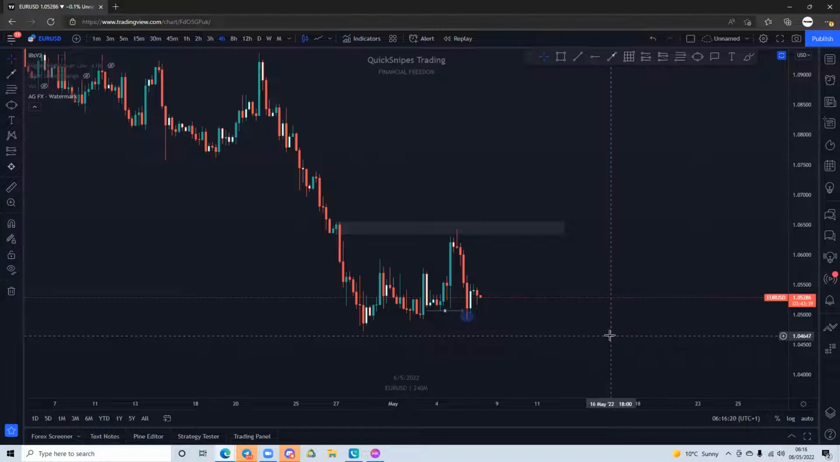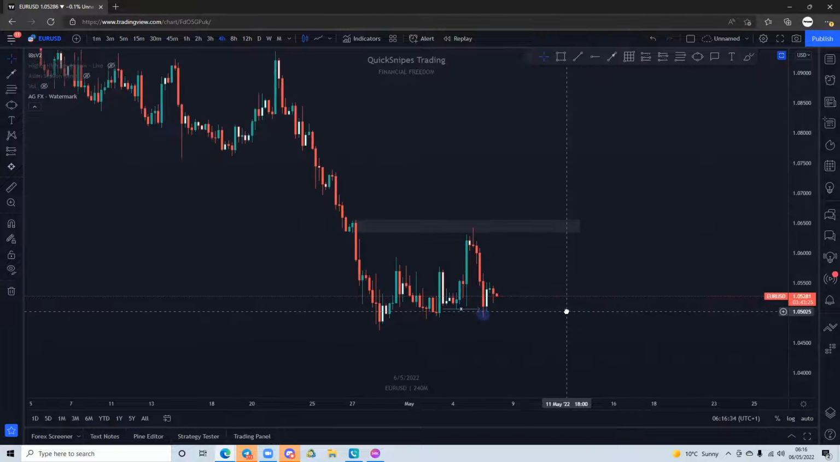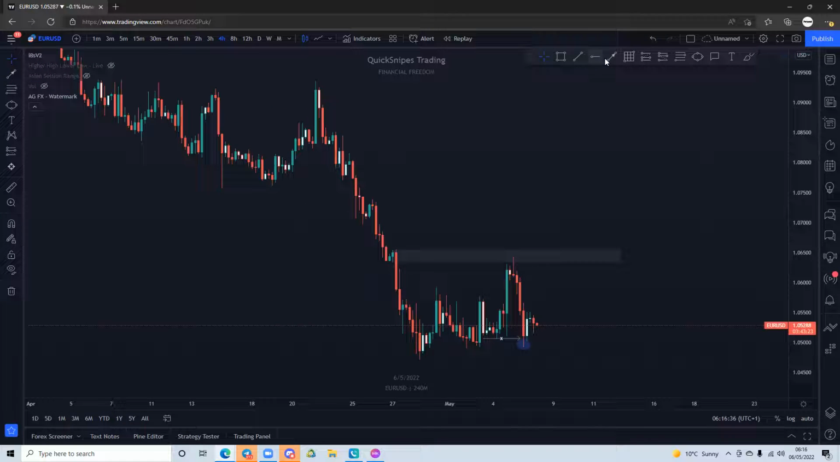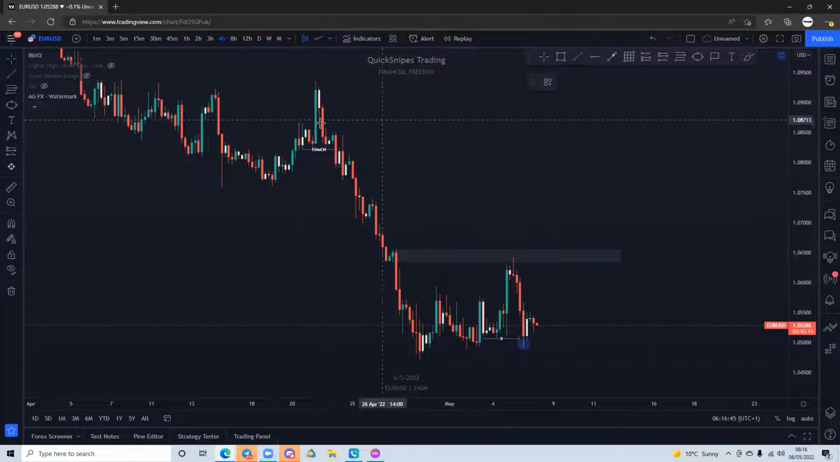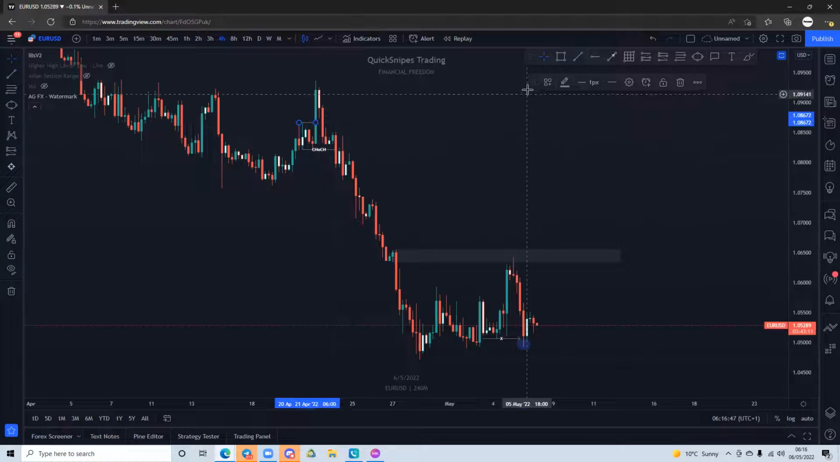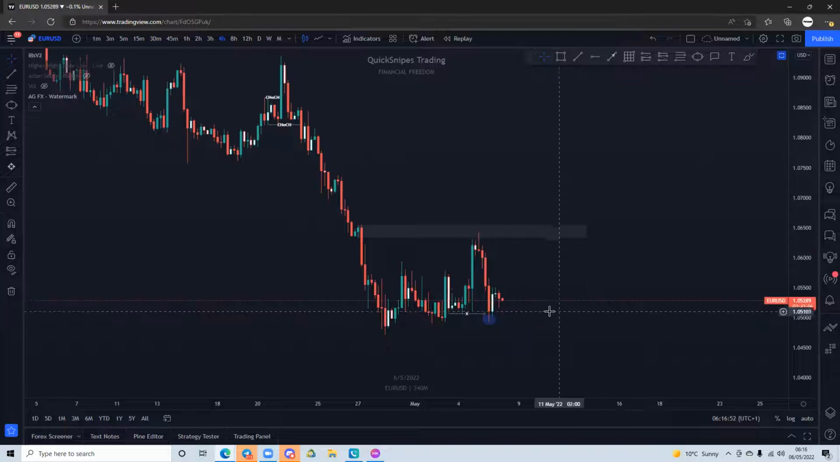What else can we see? So I can see that we obviously reacted to the 4-hour flip zone and gave a bearish 4-hour change of character, which is up here. So here was our change of character. So we know that price is still bearish.